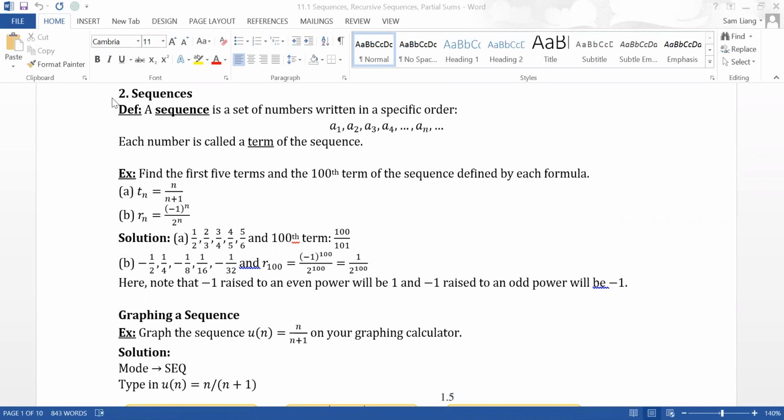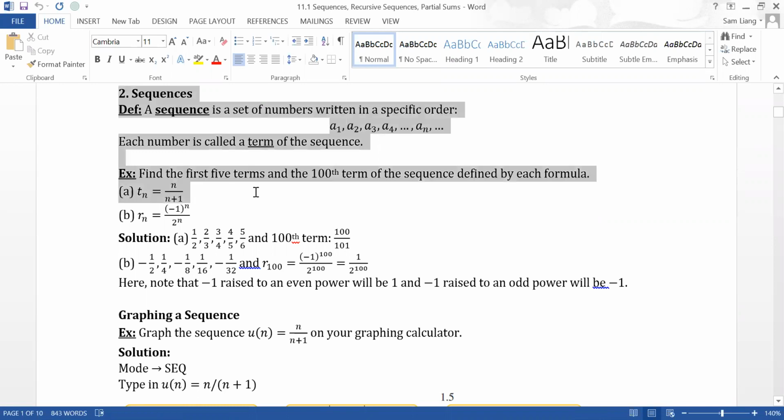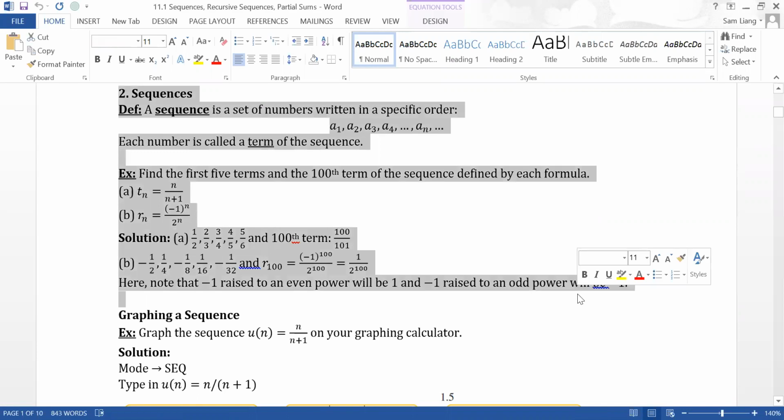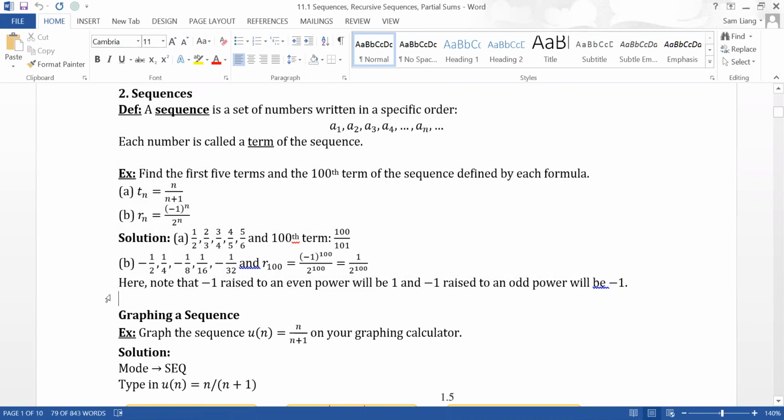Okay. Does anyone still need either this definition or this example? Okay. If not, then we'll move on. So let me label that.